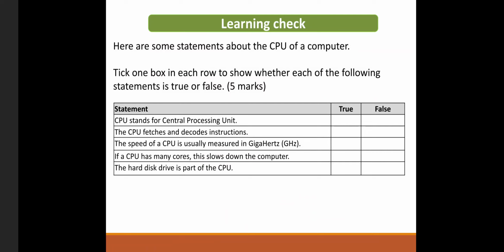The CPU fetches and decodes instructions. The speed of the CPU is usually measured in gigahertz. If a CPU has many cores, it slows down a computer. The hard disk drive is a part of the CPU. When you have your answers, then you can come back because I'm going to reveal the answers now. And here are the answers.